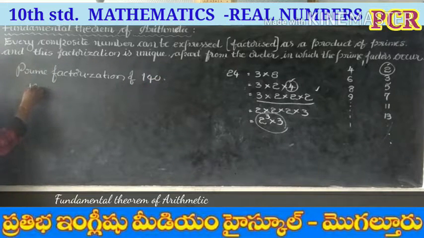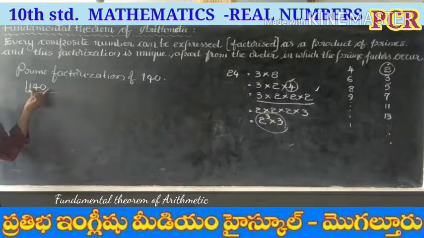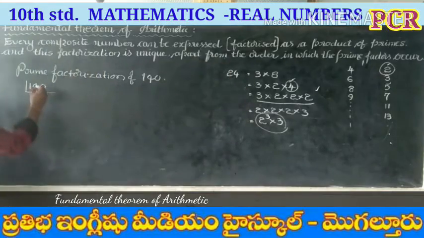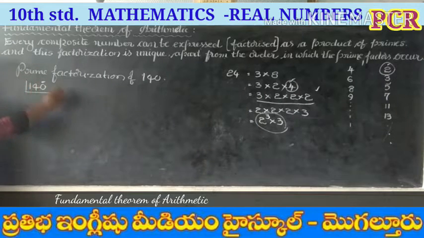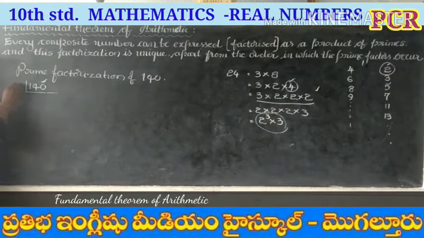So how can you write 140 as a product of prime factors? Just start with the first prime number, 2. Is 140 divisible by 2? Yes, it is divisible by 2. What is the divisibility rule of 2? The numbers having 0 or even numbers in the units place are divisible by 2. That's why this number is divisible by 2.